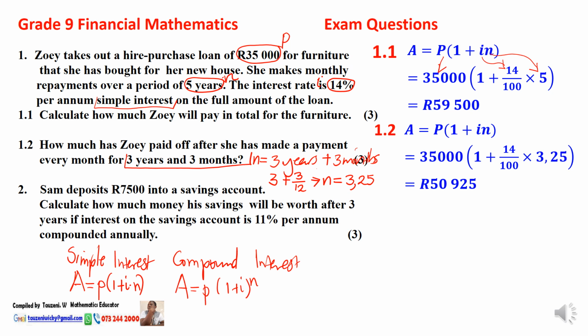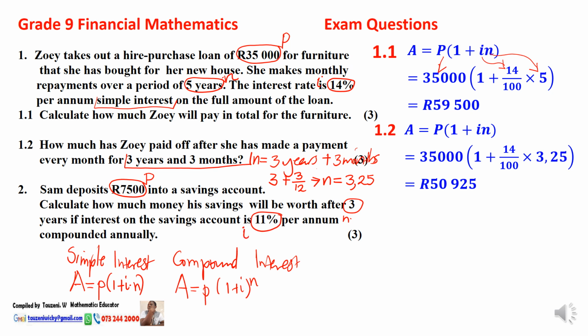Question number 2. A deposit of 7,500, so the money that was deposited is our value of P, is deposited into a savings account. Calculate how much his savings will be worth after 3 years. So in this case, the value of n is equal to 3. Then what else do we know? We need the interest rate, 11%. That is the value of i.